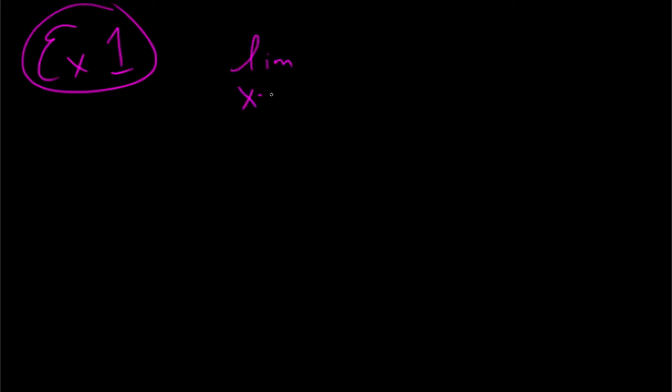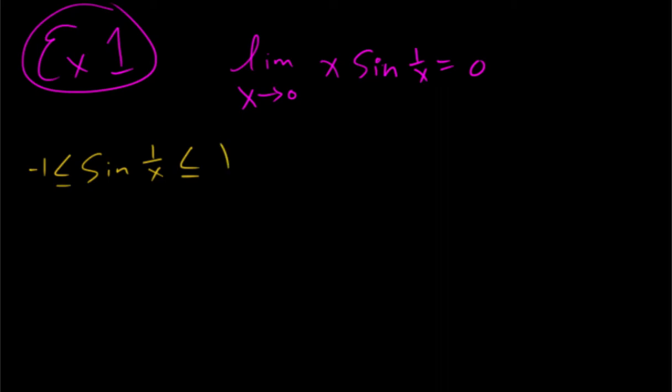Talk about section 2.6. We'll start with example 1, which wants us to show that the limit as x approaches 0 of x sine 1 over x equals 0. So we're going to start with the fact that we know that sine functions are in between -1 and 1. Now, to make this look like this, we're going to multiply everything by x.